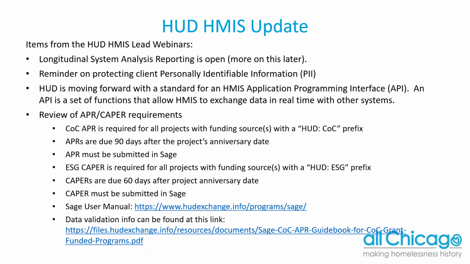HUD is moving forward with a standard for the HMIS application programming interface. An API is a set of functions that allow an HMIS to exchange data in real time with other systems. And they were looking to publish their first specification for this in October. So that may be published at probably the HUD Exchange. If we can find that, we'll make it available to you.